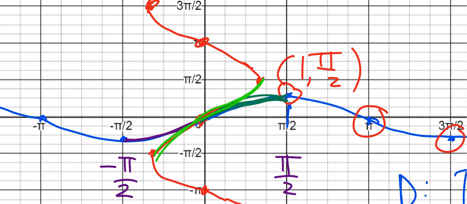So see this neon green section right here? Is that neon green section something that passes the vertical line test? Yeah, it is. So we have met the criteria for making the inverse sine into a function, I should say.